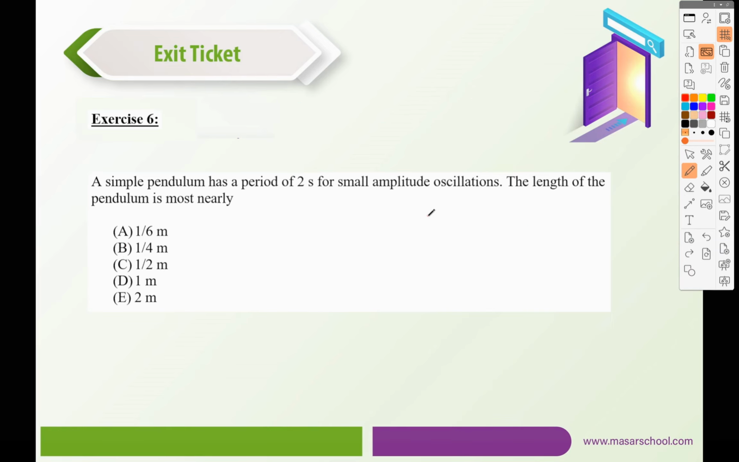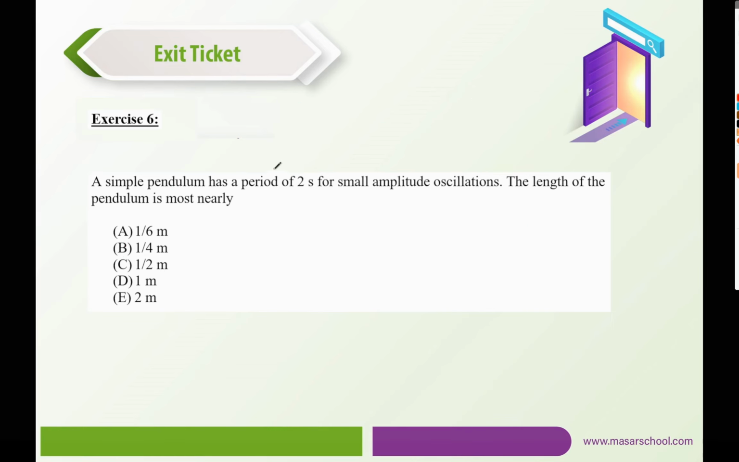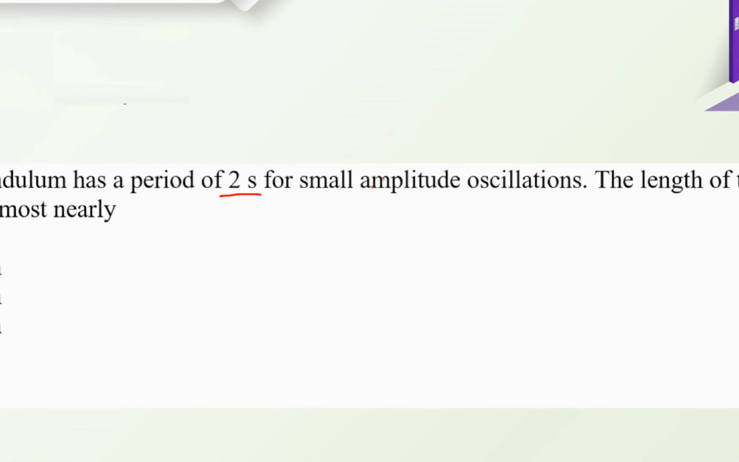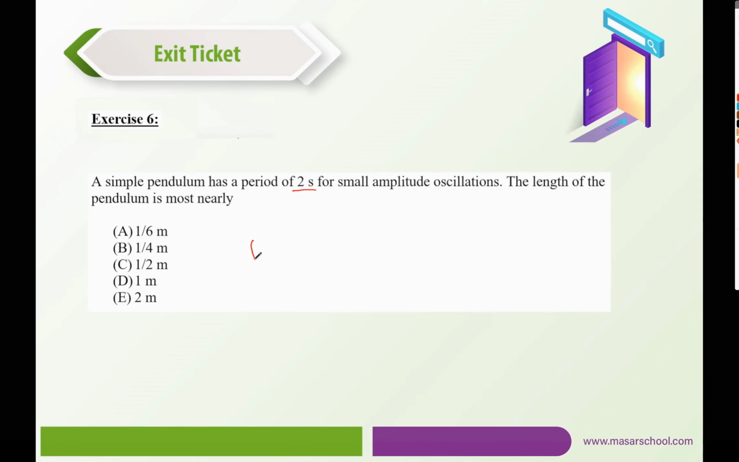And finally, this exercise as an exit ticket for today's video. A simple pendulum has a period of 2 seconds for small amplitude oscillations. The length of the pendulum is most nearly... So why is small amplitude oscillations important for us? In order to make use of simple harmonic motion, which means that T would be 2 pi radical L over g. We need to find the length.